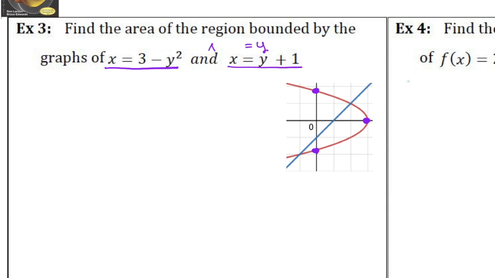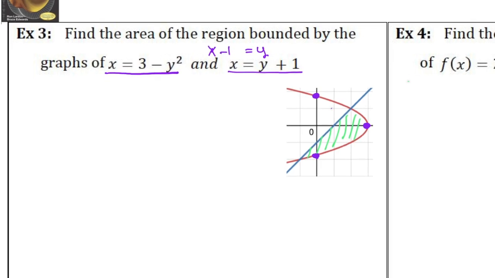So y equals x minus 1, and the graph is a lot easier. As you can see, we are looking for the region trapped between the red curve and the blue line. Now let's talk about the height of our graph. I'm going to use a rectangle to represent the height, and draw one for us. We have a nice little rectangle here.